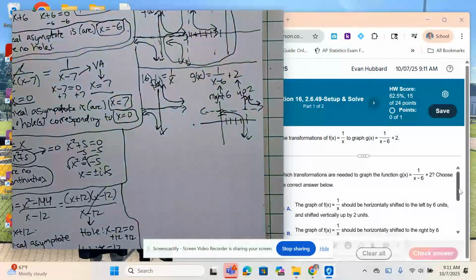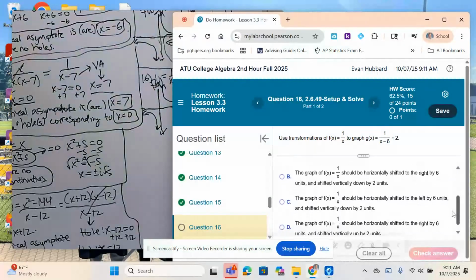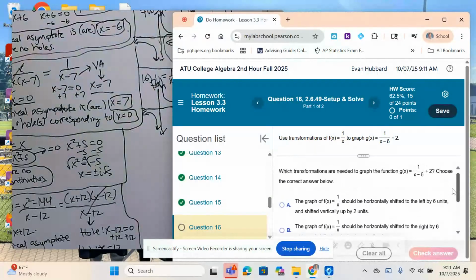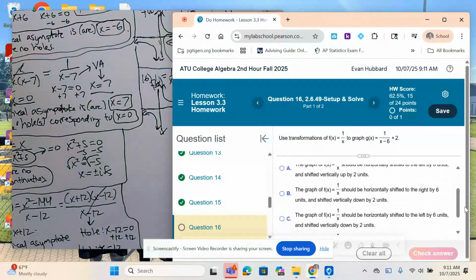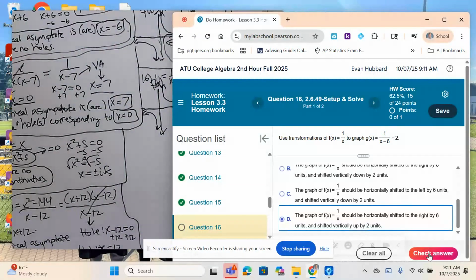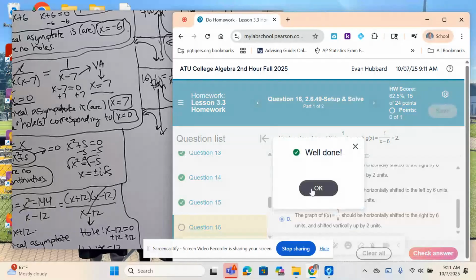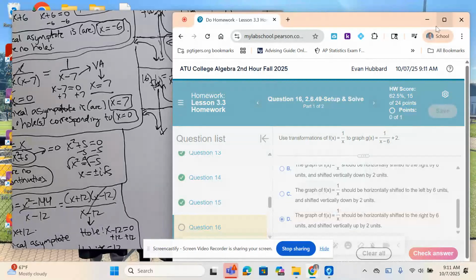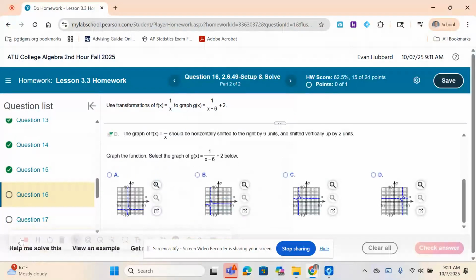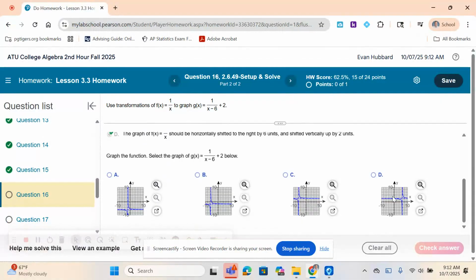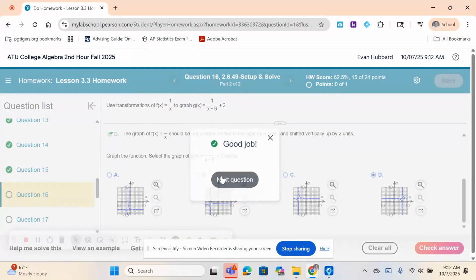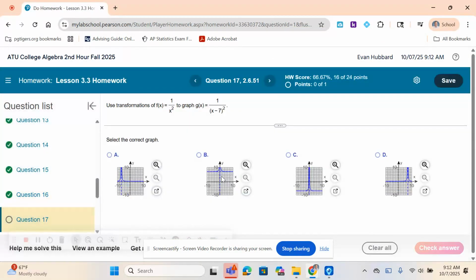So, oh, they didn't even ask me. Oh, is there 2 parts? Okay. So this should be horizontally shifted to the right 6 units and vertically shifted up 2 units. Oh, I got to write that down. I'm not going to write it down again. So right 6 and up 2, right 6 up 2. There we go. That's D. I'm guessing I'm about to get in some trouble here.